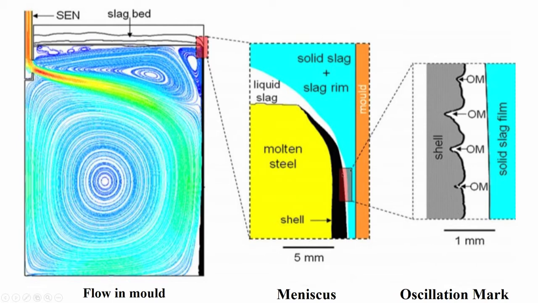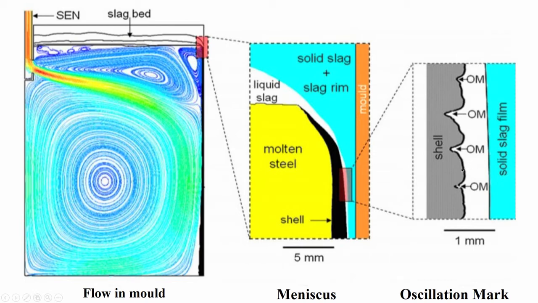This portion again has been magnified to indicate that first, in contact with the mold, you have the blue colored solid slag, which is called the solid slag rim. Then you have molten slag, this white area. Then you have the solid shell, and of course the molten steel, but now we are magnifying this particular area: the solid shell, the molten slag, and the solid film of slag. Heat is being extracted in this direction towards the mold. So, first you have the solid slag, then the liquid slag, and then the solid shell of steel.